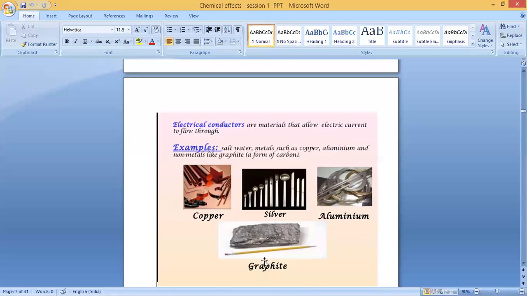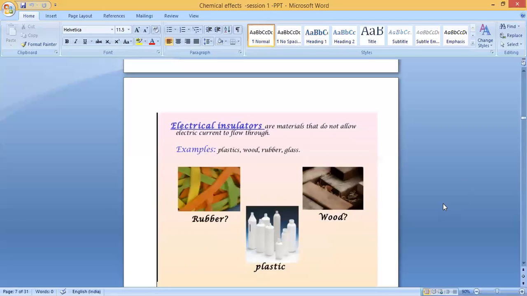See, this is graphite. The pencil lead is made up of graphite. It's a non-metal, a form of carbon. All these are conductors: copper, silver, aluminium, graphite.